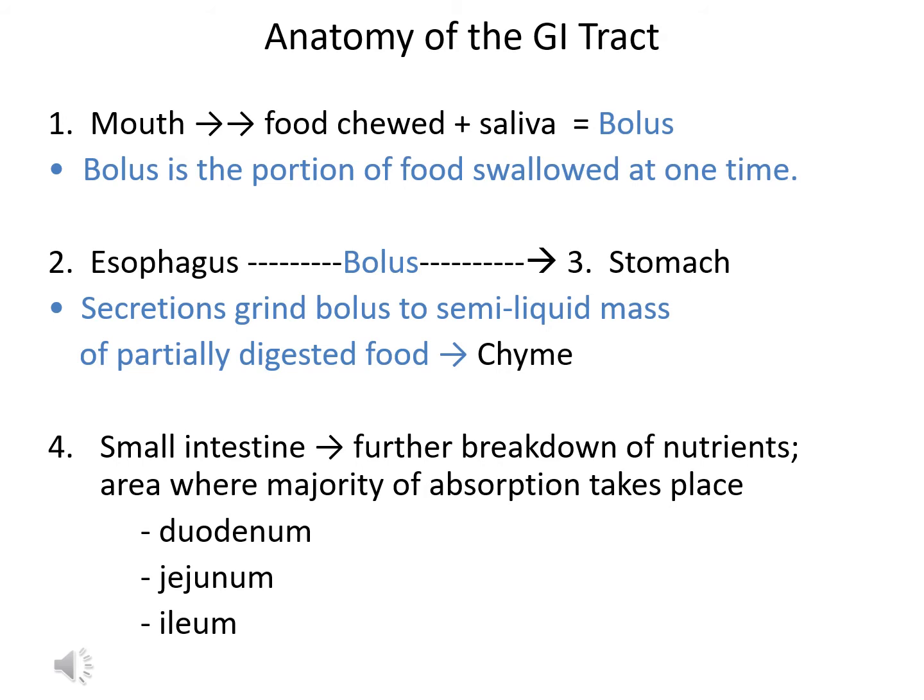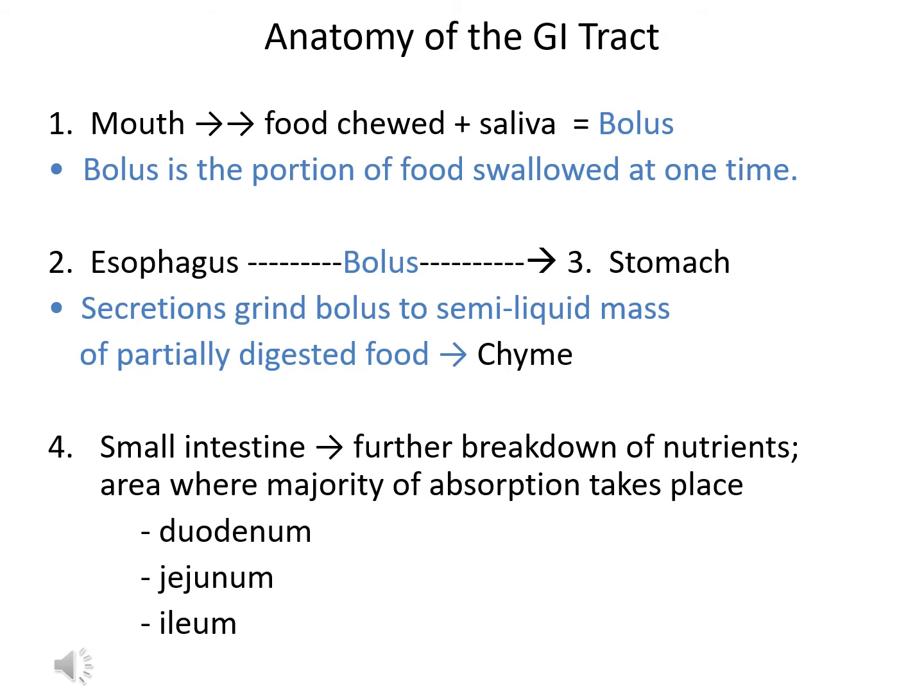That bolus then slides down the esophagus just momentarily before it enters into the stomach. Here the bolus is churned, and digestive juices are added to become what is known as chyme. And you can see chyme is defined as a semi-liquid mass of partially digested food. From here, the chyme is going to enter down into the small intestine.